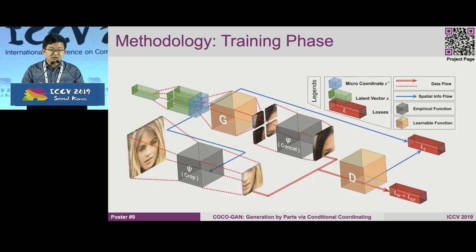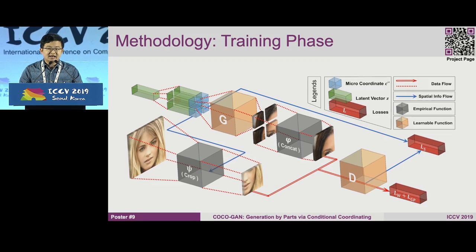CocoGAN inherits most of the standard GAN components. On the top left, we first sample a latent variable in green, duplicate it multiple times, and concatenate it with the coordinate condition in blue. Then a patch generator synthesizes a smaller patch for each pair of latent variable and coordinate condition.